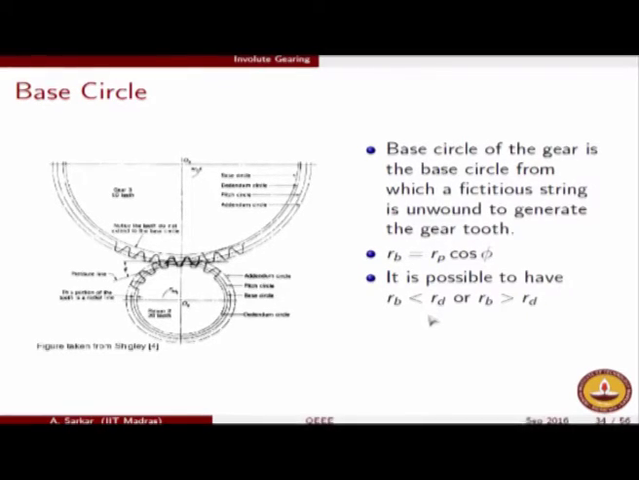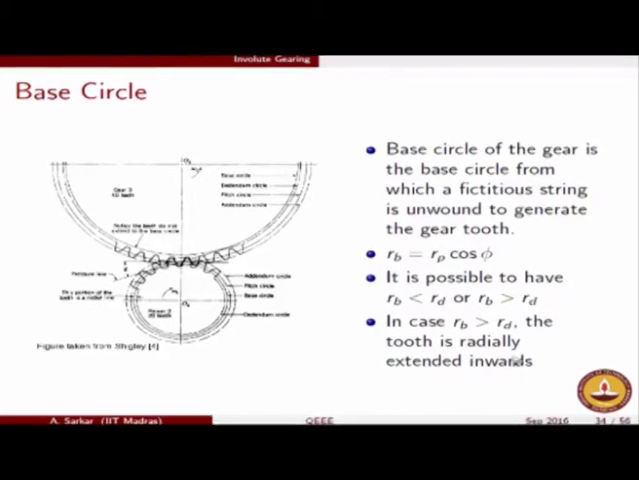Both the possibilities are possible, and here we see in this diagram that for the smaller gear the base circle is actually larger than the dedendum circle, whereas for the larger gear, or the wheel as it is called, the base circle radius is smaller than the dedendum circle. So the dedendum circle is bigger. Both the possibilities exist, and this will have major implications in our understanding of interference, as we will talk about.